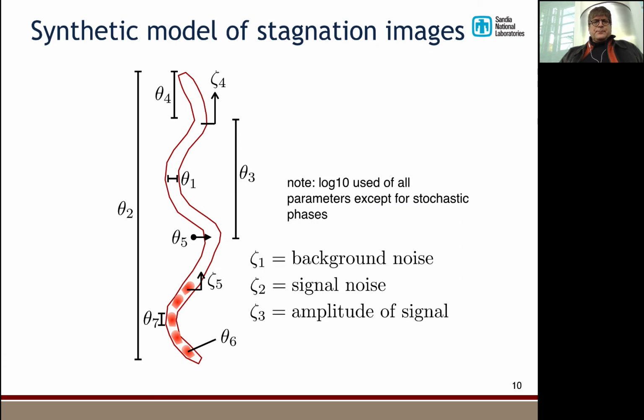1,400 points. We also formed a series of synthetic images that look like our stagnation, a wiggling single strand helix with things like the wave, and we parameterize these in terms of thetas that give things like the wavelength and the length, etc. Then we also had other stochastic zeta parameters, things like the noise, the signal levels, etc.